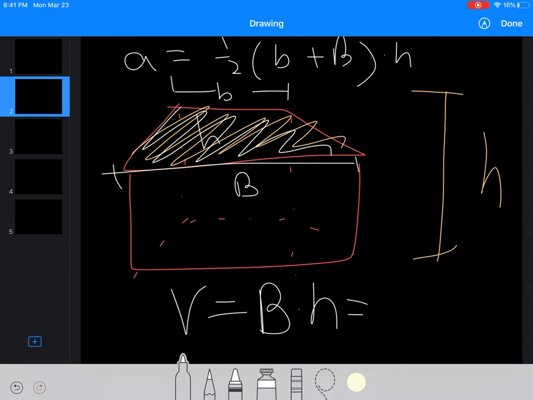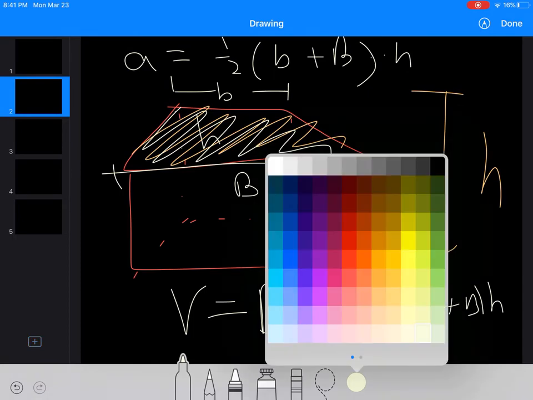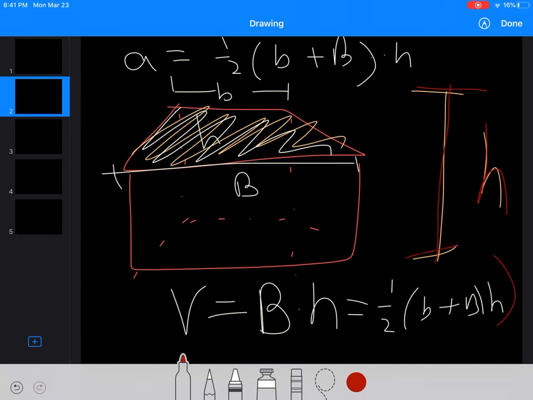So this volume would be 1/2 little b plus big B times, in this case there's two h's. The h of the trapezoid can be a little confusing, but that's part of that formula. So I'm going to write that there, and we'll color this one a different color of red, so we know that's a different h, which is the height of that prism, how far that trapezoid goes up or down. So that's the general formula there.